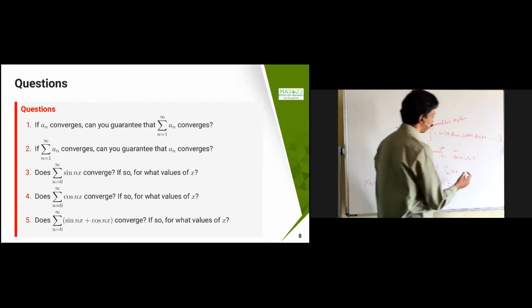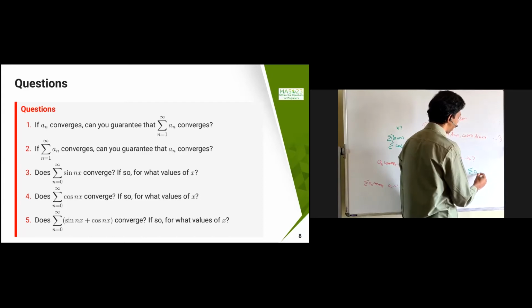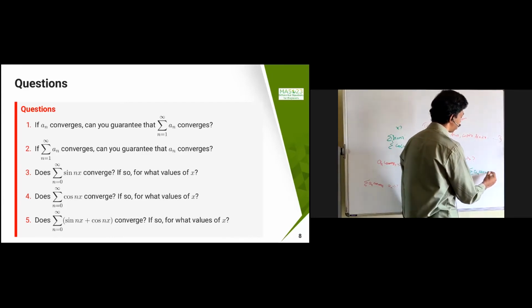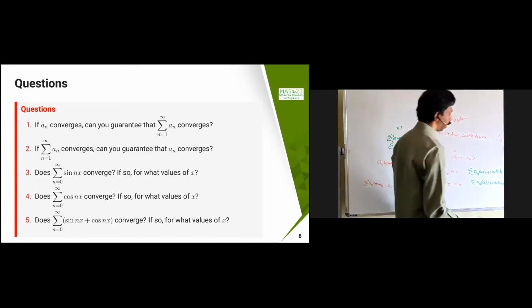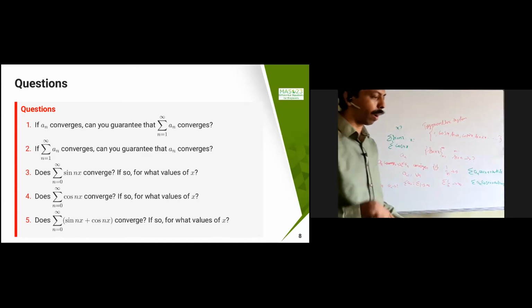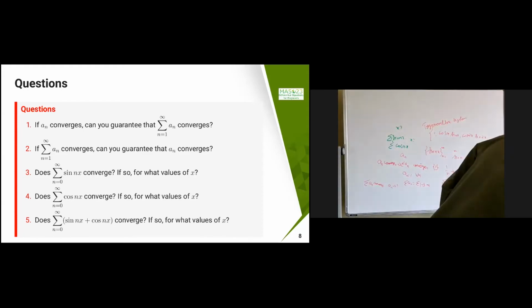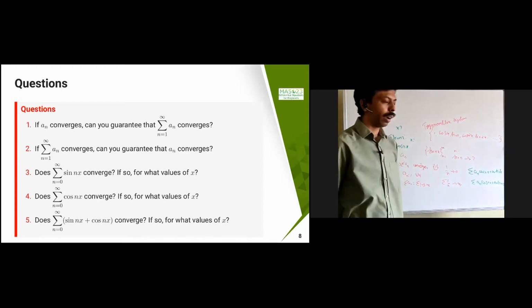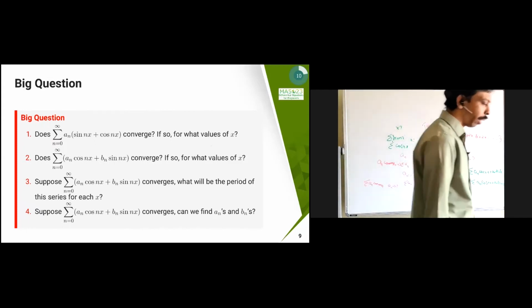Now I can take a series like summation an cos nx plus bn sin nx, or I can take all the combinations, such as an cos nx plus an sin nx. For all these combinations, I'm going to ask whether it converges or not, and if so, for what values of x. Also, we are going to see what the periods of those functions are.